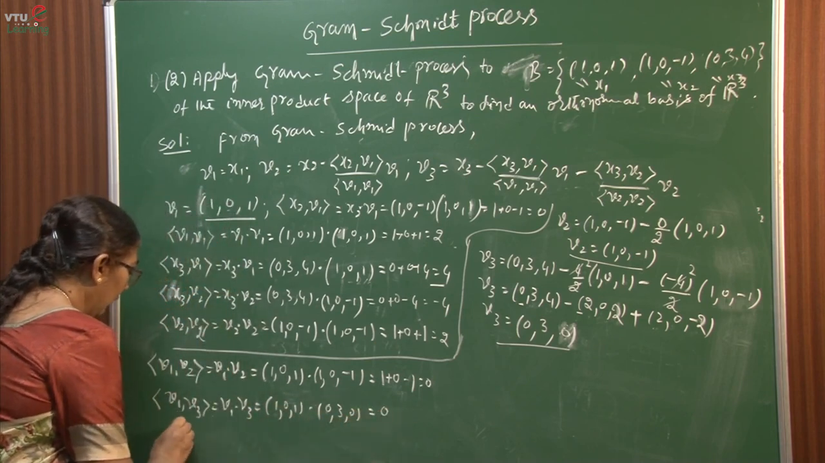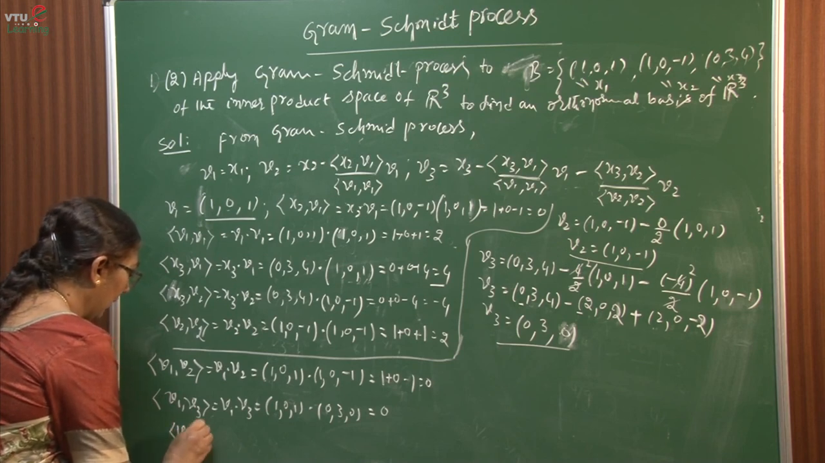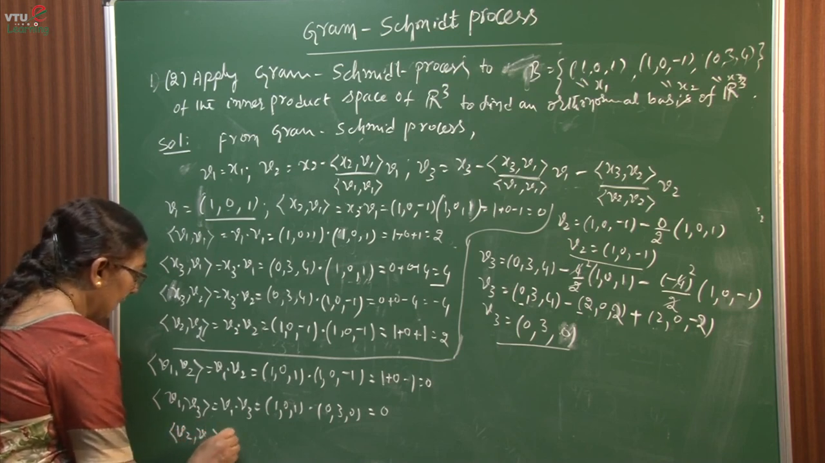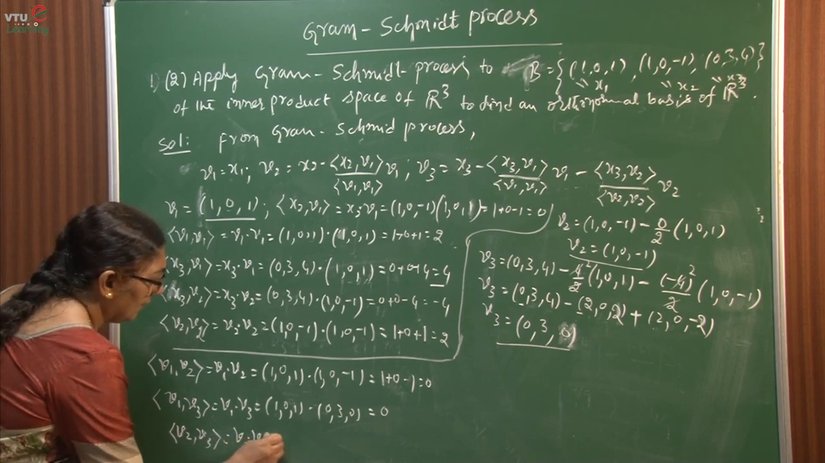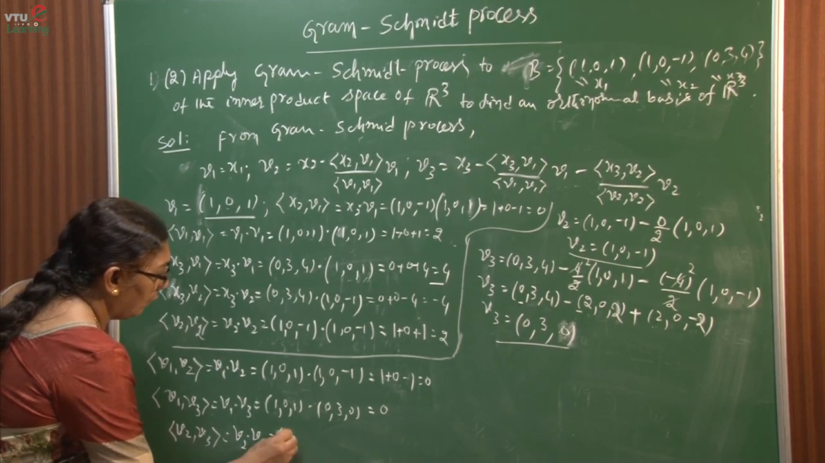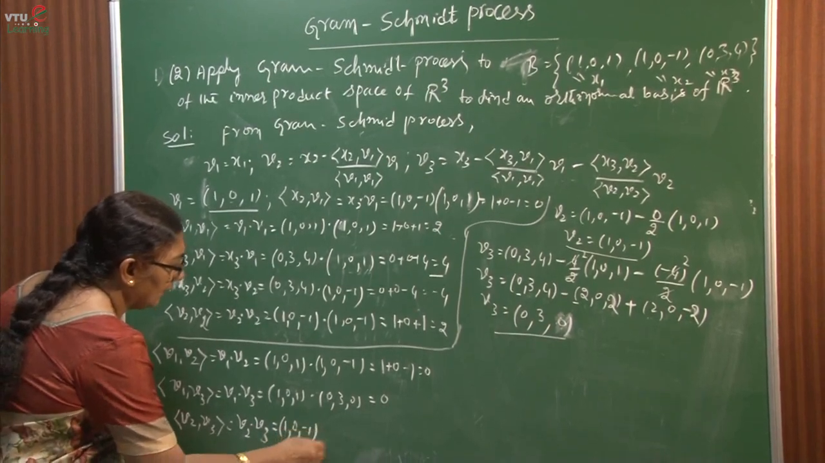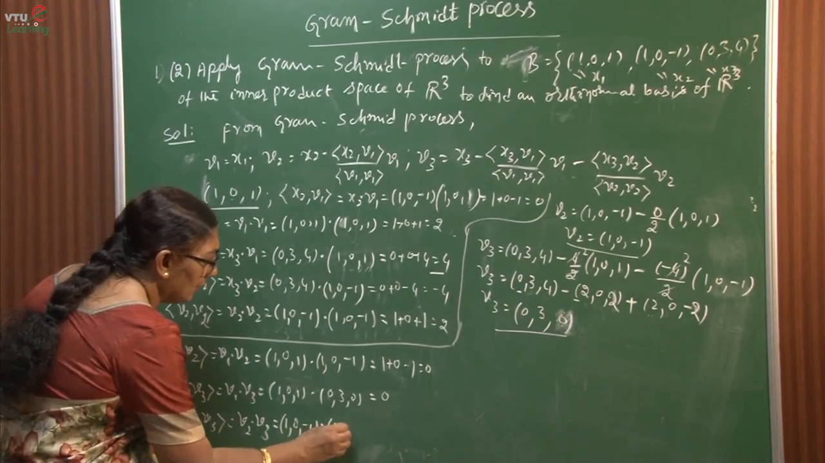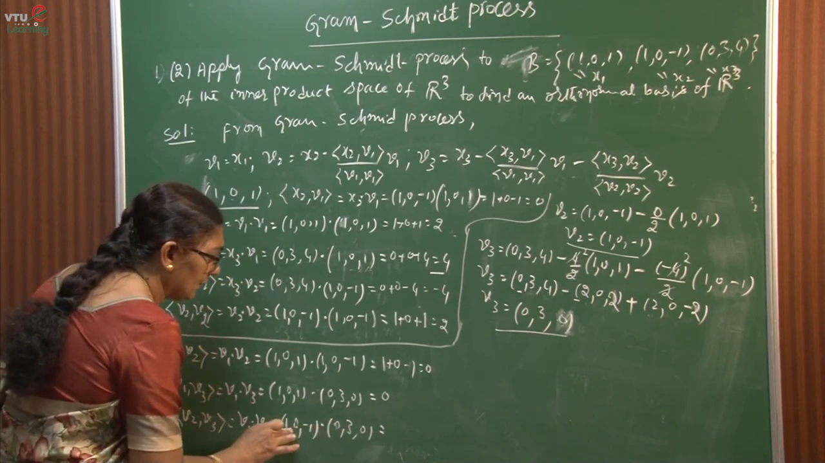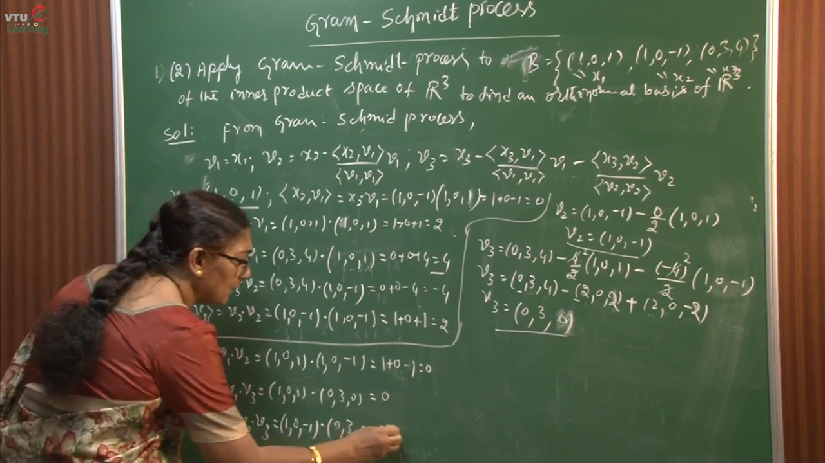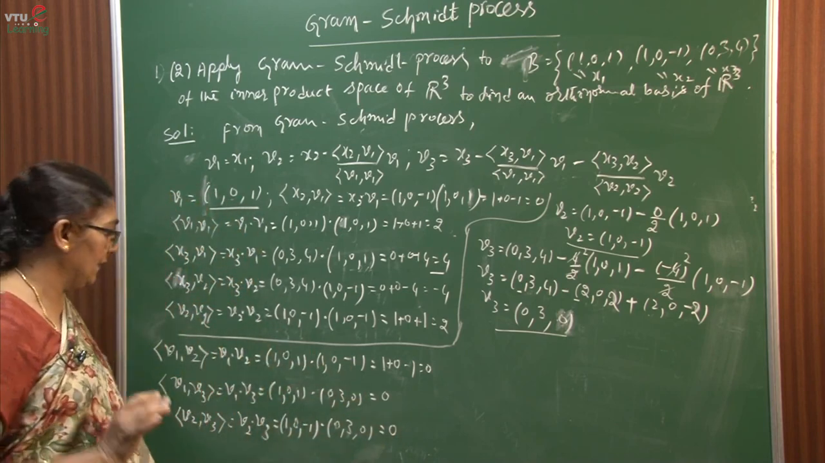I have to calculate what's the inner product of v2 and v3. What is that actually? v2 dot v3. What is v2? (1, 0, -1) dot (0, 3, 0). Multiply that: 1 into 0, 0 into 3, -1 into 0 is 0. Sum of 0 is 0 only.